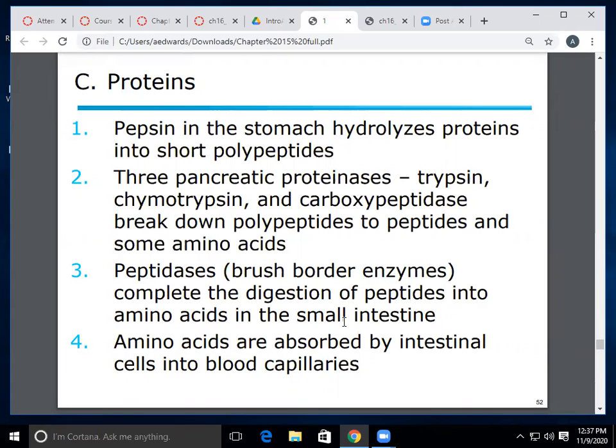So they'll complete digestion of those peptides by breaking them down into individual amino acids. So just like the enzymes that worked on carbohydrates broke down disaccharides into monosaccharides, here we're breaking down peptides into individual amino acids. And that happens in the small intestine. So amino acids get absorbed by intestinal cells into your capillaries, okay, and go into your bloodstream. Similar to what happened with the monosaccharides.